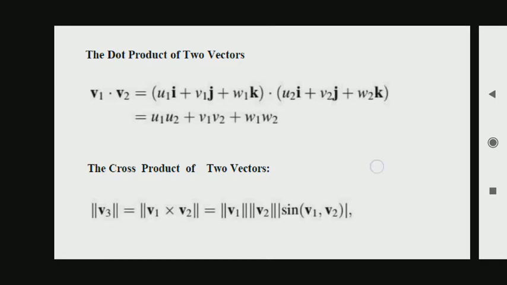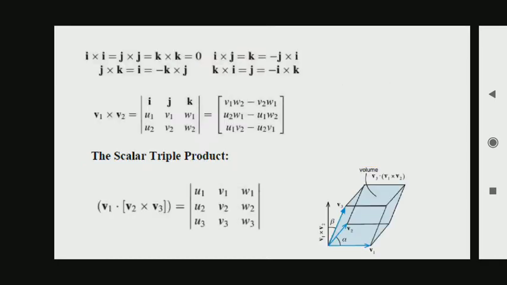It is given by i cross i is equal to j cross j is equal to k cross k is equal to 0. Next, j cross k is equal to i, that is minus k cross j, and i cross j is equal to k, which is equal to minus j cross i. Next, k cross i is equal to j is equal to minus i cross k.